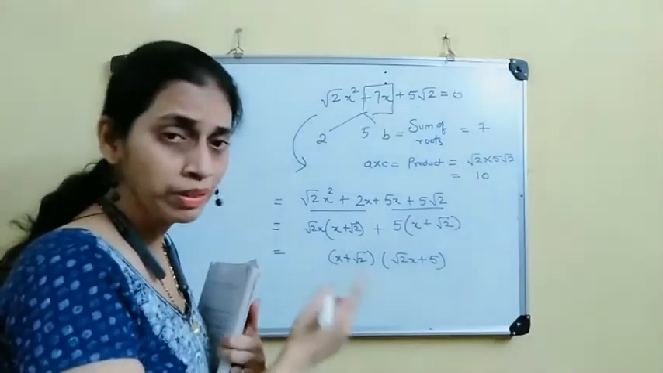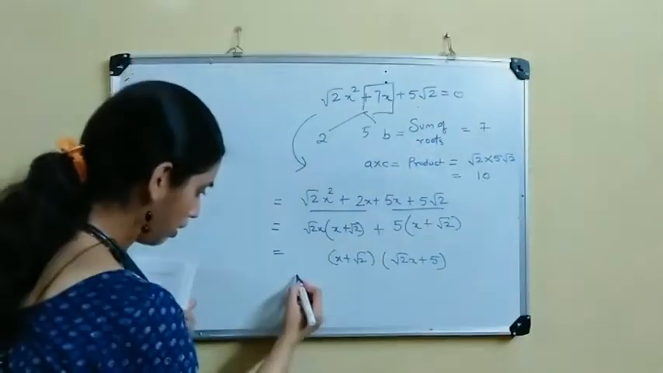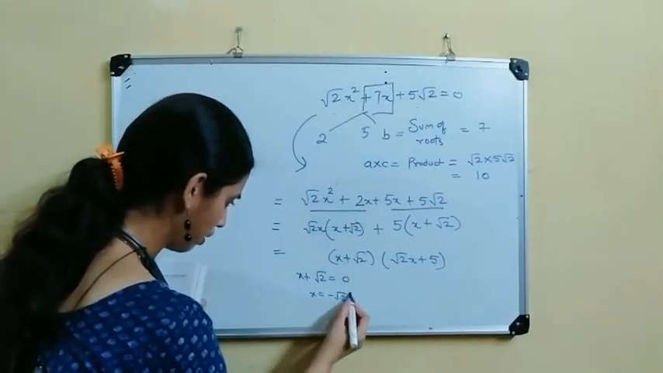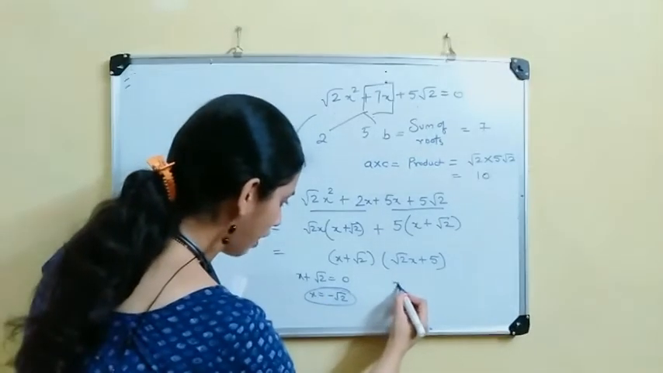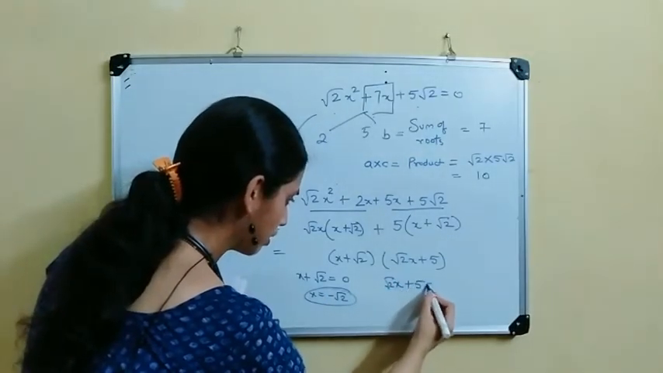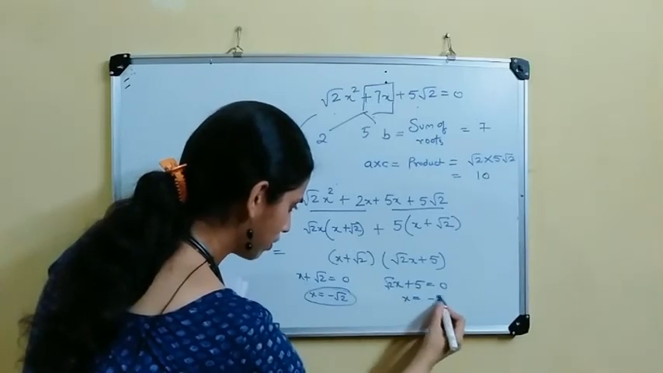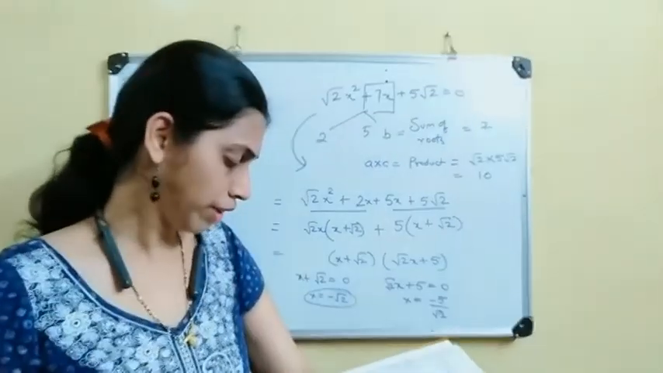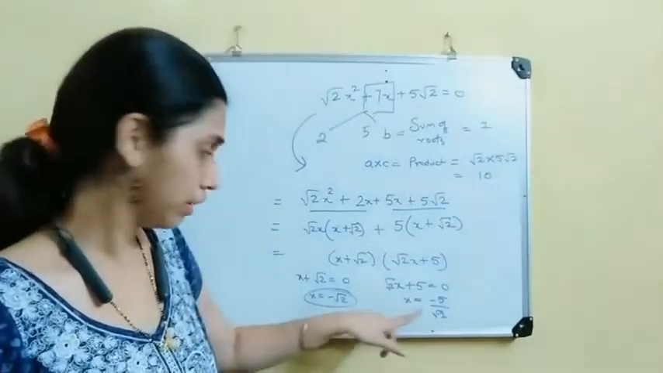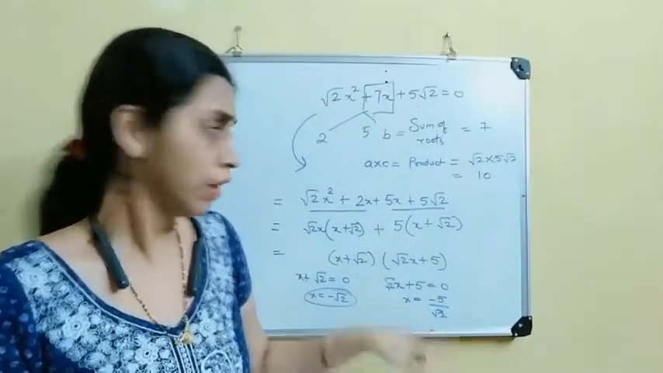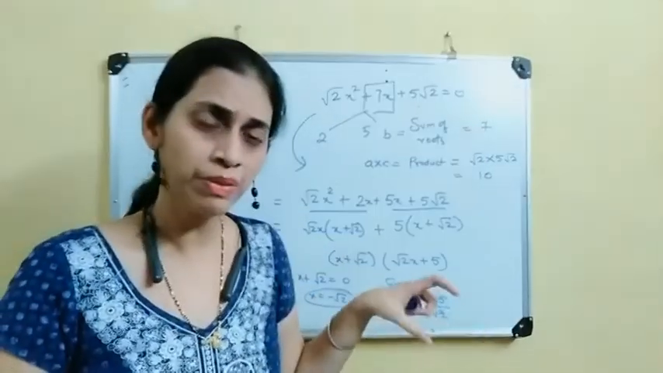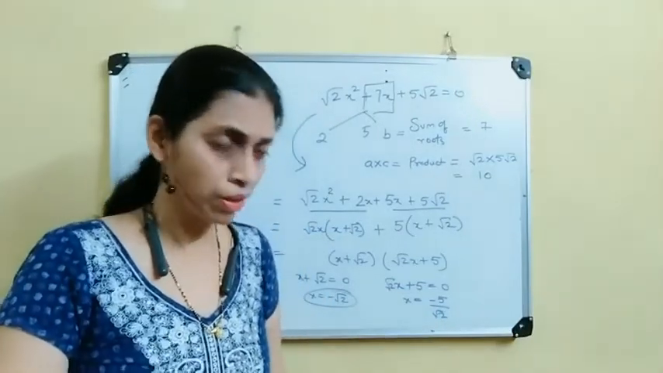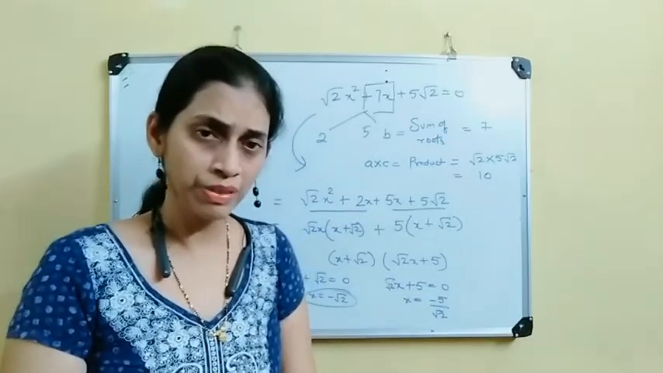You have to equate both the brackets with 0. X plus root 2 is equal to 0. So x is equal to minus root 2. Root 2x plus 5 is equal to 0. X is equal to minus 5 upon root 2. We have got two roots here. One is minus root 2 and the other root is minus 5 upon root 2. So this is a method wherein you can split the middle term. This is the very first method of your quadratic equation, which is factorization. We will solve gradually many examples as we are moving ahead with this.